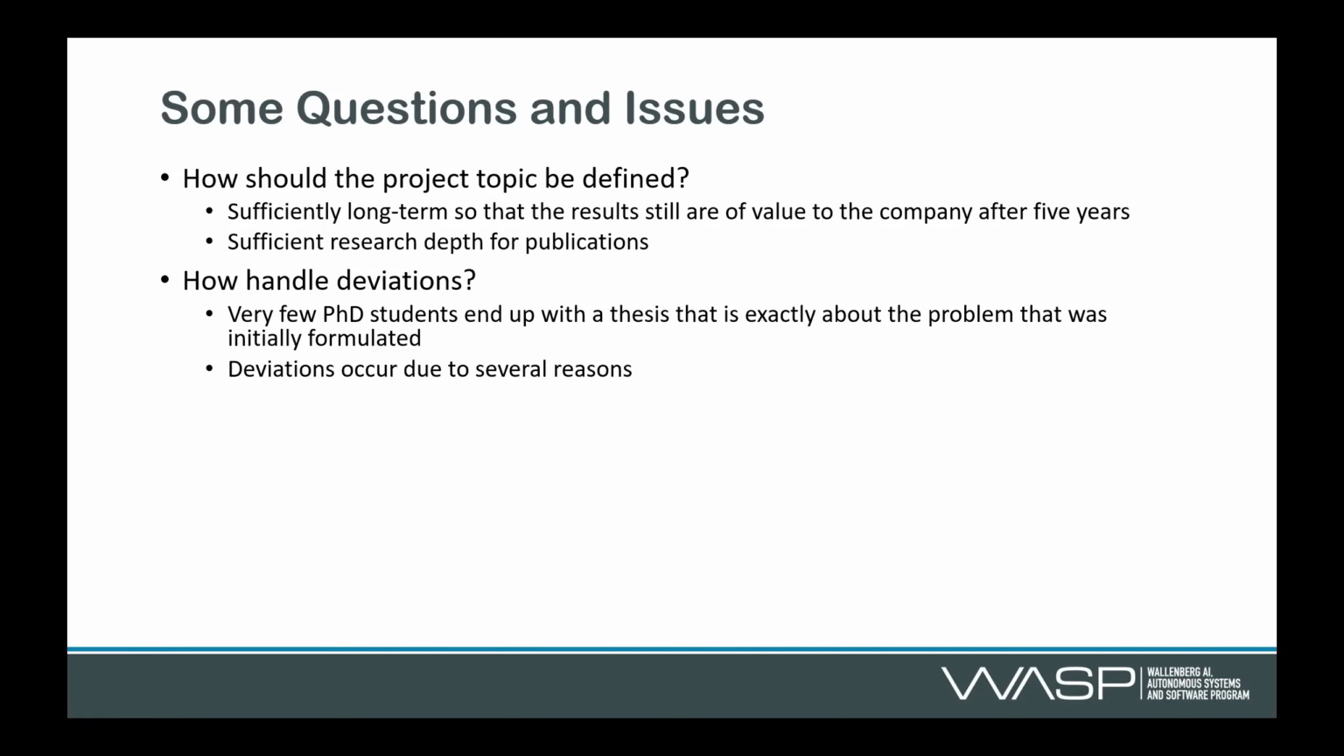How should we handle deviations? It is the case that very few students end up with a thesis that is exactly about the problem that was initially formulated. And there are many reasons for deviations. It could be that the initial problem is too easy or too difficult or maybe not interesting anymore and so on. So there are deviations and you have to be aware of that. It's not something strange or wrong that things deviate.